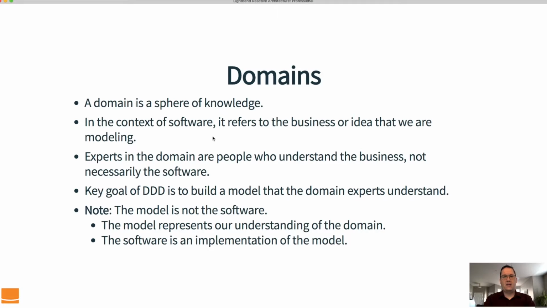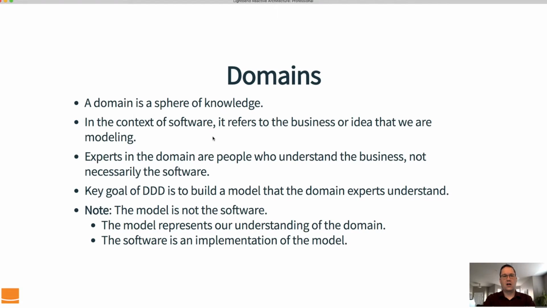So a domain, if you look up the dictionary definition, is going to be a sphere of knowledge. So if you're talking about a domain, you're talking about a specific area of knowledge, basically. Now, in the context of software, that changes a little bit, but not really. At its core, it's still the same basic meaning. And what it means in the context of software is it's referring to a business or idea that we are trying to model. Typically, when we build software, there is some sort of concept or some sort of business that we're trying to model, and that is our domain.